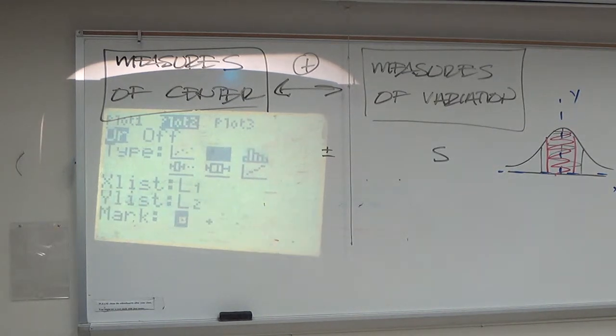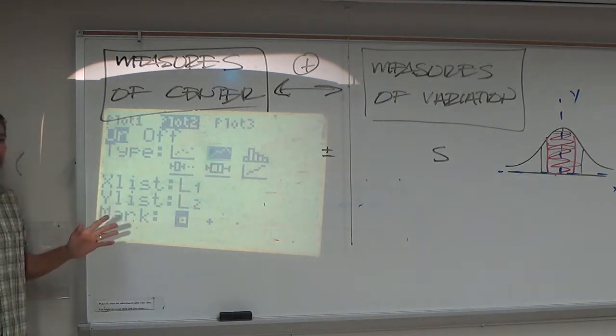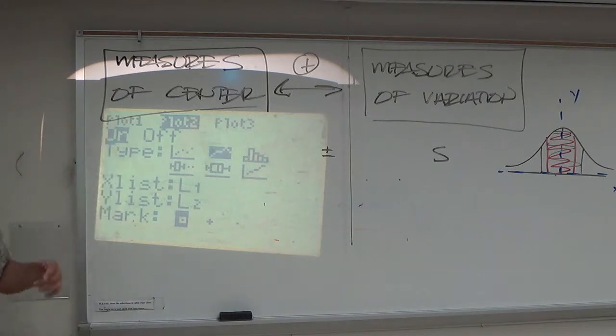So if you go down and grab that one, it asks where your X and Y list should be. Now Y list is another fancy way of talking about frequency. So we're going to go ahead and change that to L3.